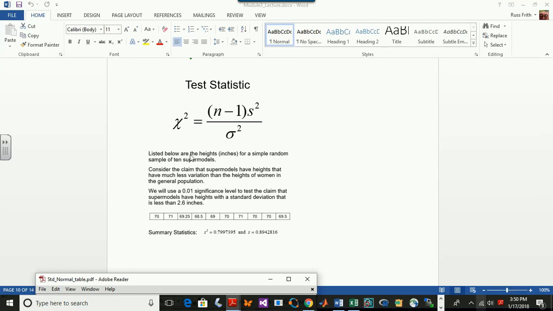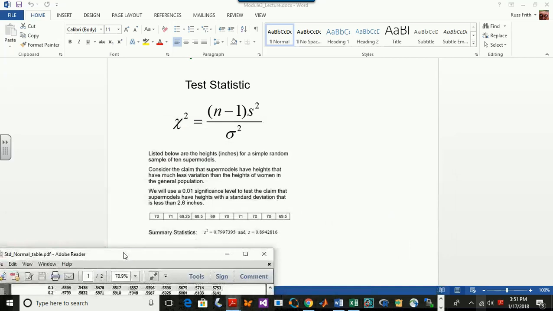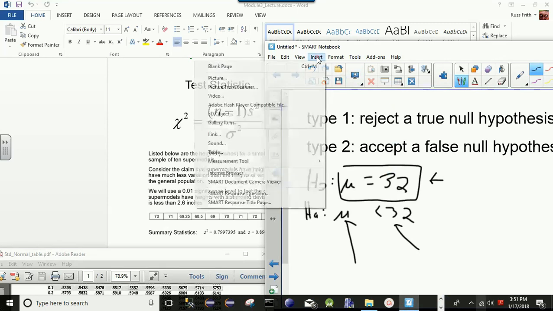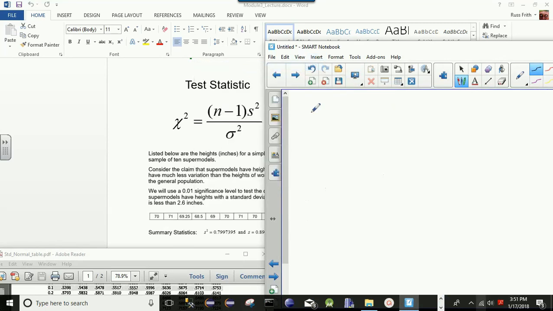So listed below are the heights for a simple random sample of 10 supermodels. Consider the claim that the supermodels have heights that have much less variation than the heights of women in the general population. So we'll use an alpha of 0.01 to test the claim that supermodels have heights with standard deviation less than 2.6 inches. So this is a left-tailed test we'll be doing. Whenever you see "less than," it's an indicator of a left-tailed test.